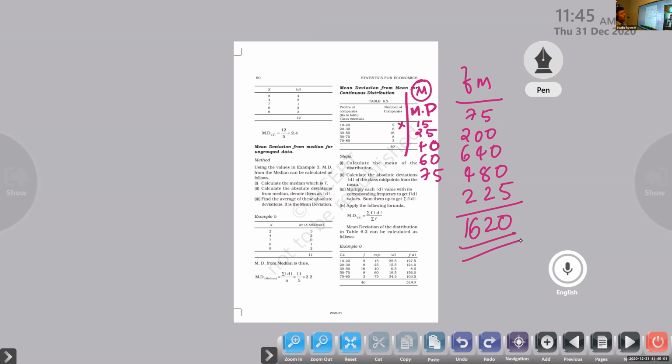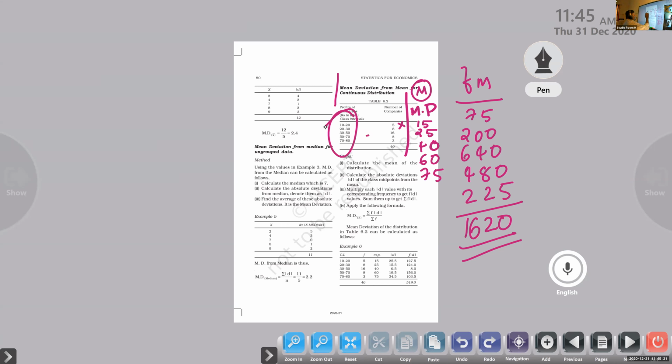Got it or not? Ashish, you got the exact number? I already told you, to find out the mean deviation, first of all, we want to calculate the mean of this data. For the mean of the data, first we want to find out the midpoint of the classes. That is the M here.